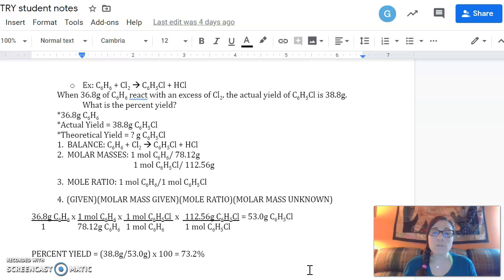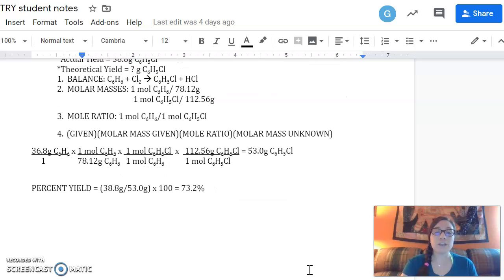So we first balance our equation. It's already balanced this time, so that's easy enough. Then we set up our calculation. Here's our calculation, starting with 36.8 grams of C6H6. That's what was given to us in the problem. We're first going to convert grams to moles, because you always have to convert grams to moles. So we convert grams to moles using the molar mass of C6H6. This value comes from the periodic table. That is 6 carbons and 6 hydrogens. Add their masses together, you get 78.12 grams.